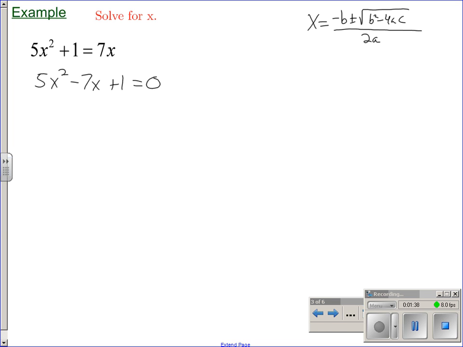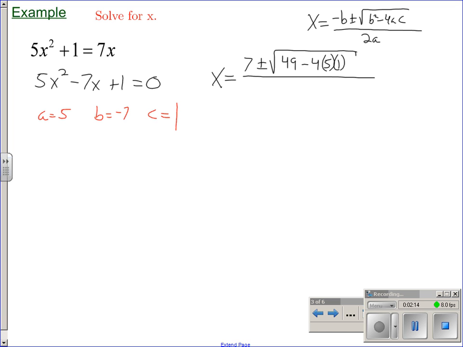You've got to identify your a, b, and c values. We talked about this in the first section. a is 5, the coefficient of x squared. b is negative 7, the coefficient of x. c is the constant, 1. Now we plug them into the quadratic formula. We're solving for x, that's what this formula does. So negative b makes that a positive 7, plus or minus the square root of b squared, 49, minus 4 times a times c. All of this is over 2a.